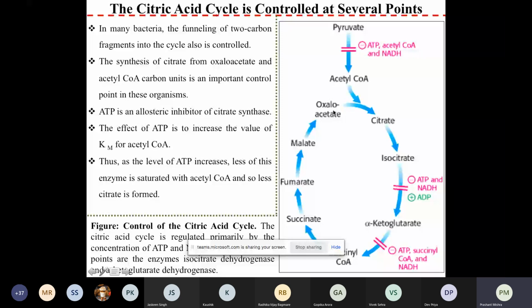And the effect of ATP is to increase the value of Km. So if I increase the Km value, that means you require more substrate to bind, and that is the way the control happens. So it is very clear that at a high level of ATP, the cycle will not operate. If the ATP level is low, the cycle will continue.